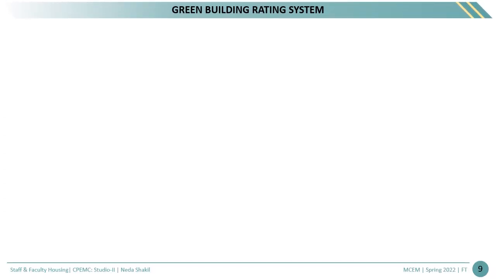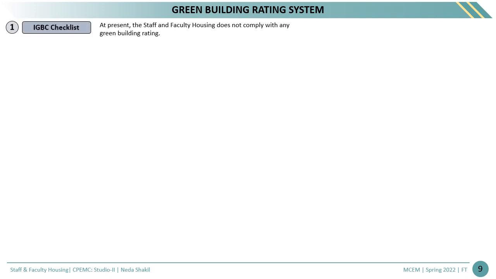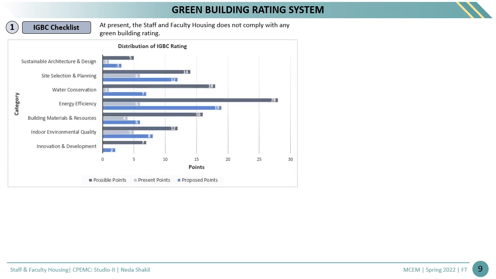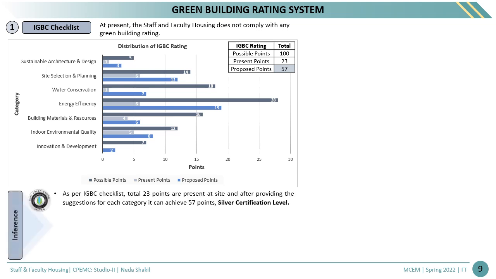Green Building Rating System. At present, our project does not comply with any green building rating system, so we opted for the IGBC checklist. In the left graph, under 8 categories, possible points are indicated. As per the present situation, it scored 23 points, and after providing suggestions for each category, it can achieve 57 points, which makes the project Silver certification level.